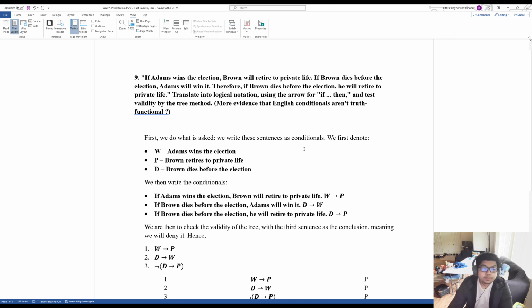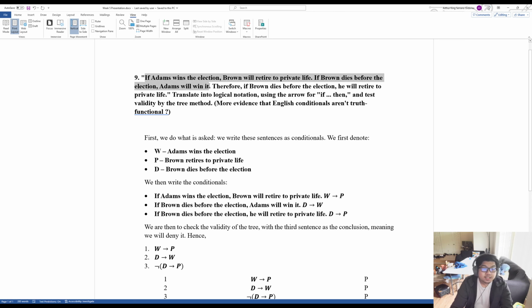First we will make a few definitions. The first sentence, Adams wins the election, we will denote as W. Then Brown will retire to private life, which is the second statement uttered, we will denote as P. And then the third one, Brown will die before the election, since Adams will win it is implied in this sentence. We denote Brown dies before the election as D. And so we will write these sentences now into an if-then statement, meaning a conditional.